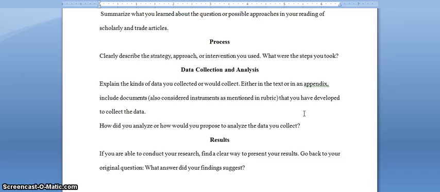So when we talk about data collection and analysis, if you are not able, because remember we're 5 weeks into this, or 6 weeks into this now, and most of you are not going to have the opportunity to collect everything and analyze it. Research is a long process, so you're going to tell me what kind you would collect if you had the opportunity. And you're also going to tell me how you would analyze it if you had the chance.